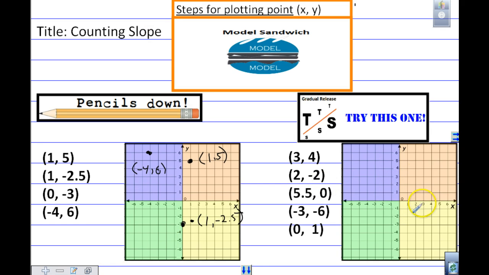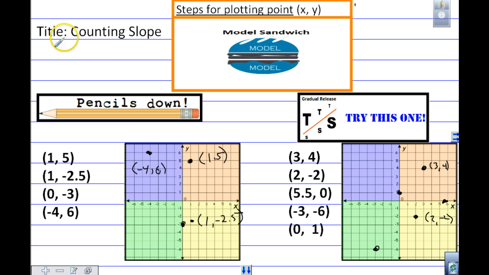So we have, let's see, 3, 4. 2, negative 2. 5.5, 0. On an axis, not in a quadrant. Negative 3, negative 6. Quadrant 3. And 0, 1. Not in a quadrant. Good. Not too bad, not too bad.